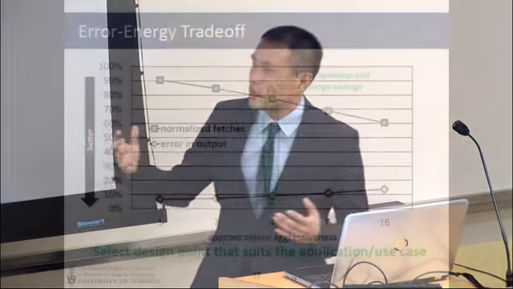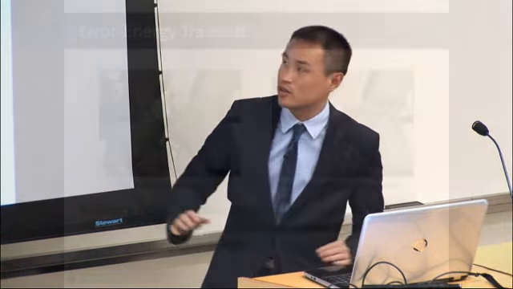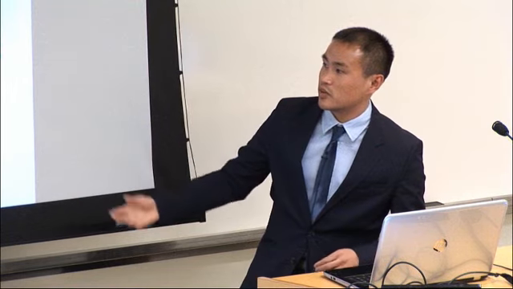But as before, it's a matter of selecting the design point that best suits the application or the use case. And for this one here, for example, it's up to 1.4x speed up and 1.5x energy savings and corresponds to this body tracking output that I showed before. But the main takeaway is with memory value approximation, we're able to exploit functional context to decouple the fetching of the data bits from the processing of the information.